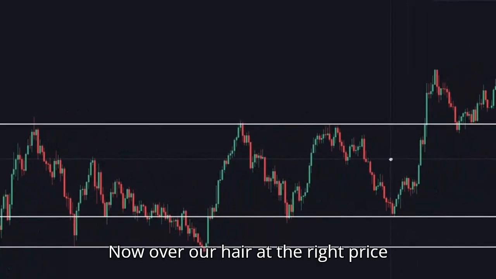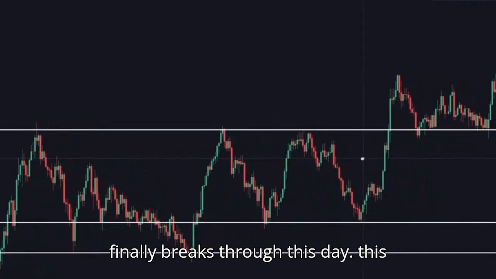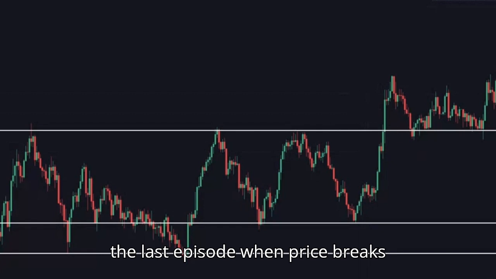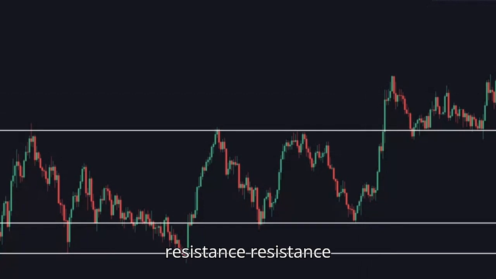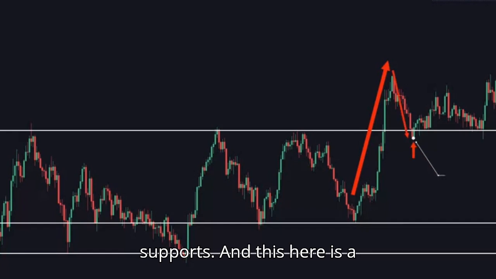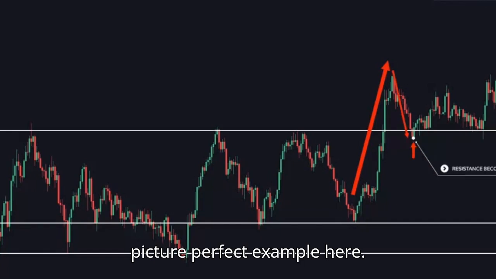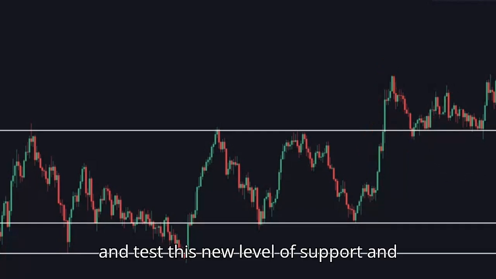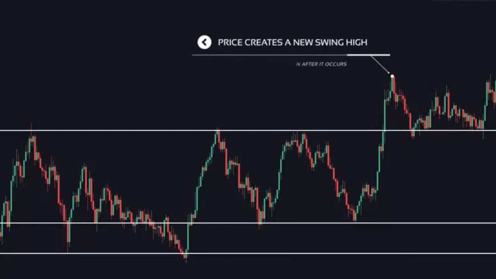Now, over here to the right, price finally breaks through this level of resistance. And remember, like in the last episode, when price breaks resistance, the resistance becomes support. And this here is a picture perfect example. Price breaks through resistance and comes to test this new level of support. That would have made a great trade.